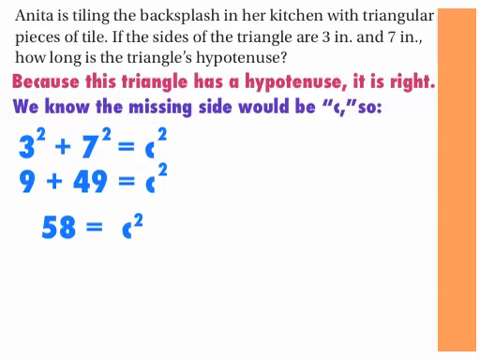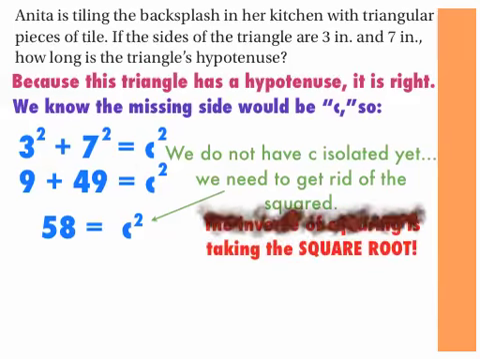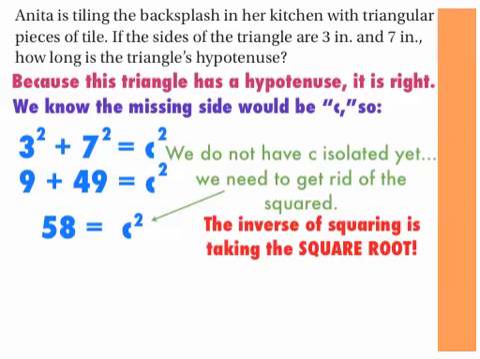Something that you maybe have talked about before, maybe not, is that we do not have c isolated or solved for c yet. In order to solve for c, I need to get rid of the squared. In order to get rid of a squared, I need inverse operations. Remember, the opposite of addition is subtraction, the opposite of multiplication is division, so I need something that is opposite or the inverse of squaring. And that is going to be, the inverse of squaring is taking the square root. Just like when you're solving any other equation, whatever you do to one side of your equation, you have to do to the other to keep it balanced and equal.